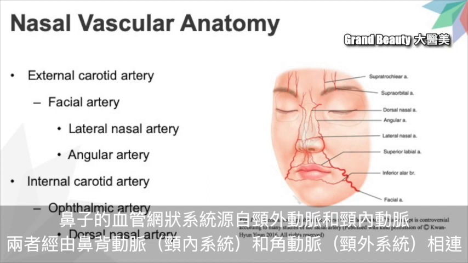The vascular network of the nose originates from both the external and the internal carotid arteries via the facial artery and ophthalmic artery respectively. The internal carotid artery gives rise to the ophthalmic artery, which then branches into the dorsal nasal artery, and anastomoses with the arteries originating from the external carotid artery over the nose.